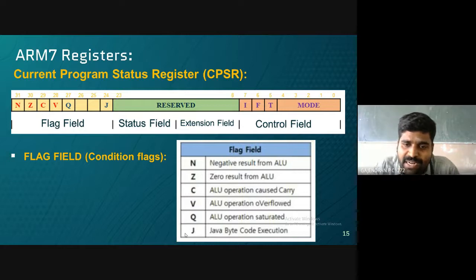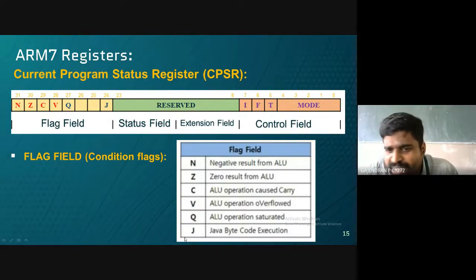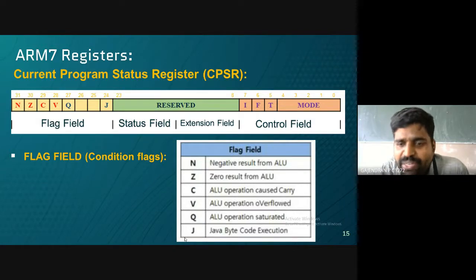Hello, what are the letters you already know in this? N, Z, C, V, Q, J. இதுல எதெல்லாம் உனக்கு தெரியும்? ஹலோ சார், N Z C V. C V in extended way, you know. Very good. So here also the same thing.